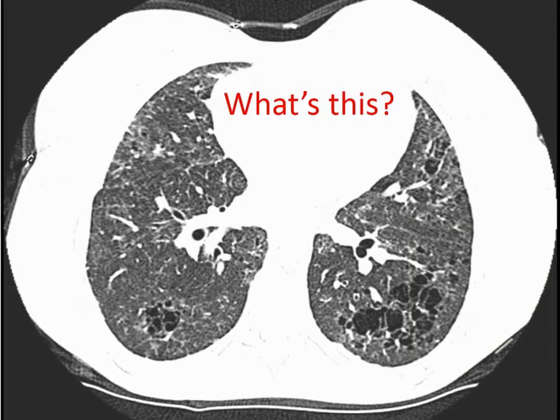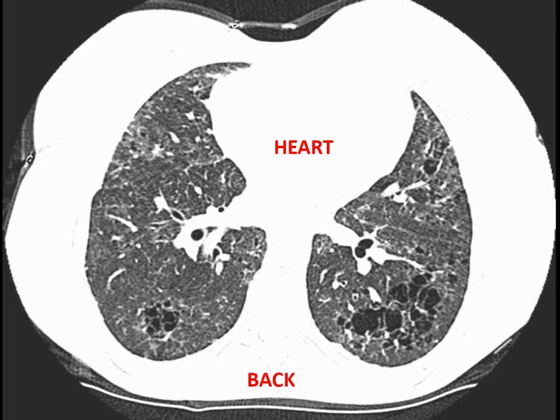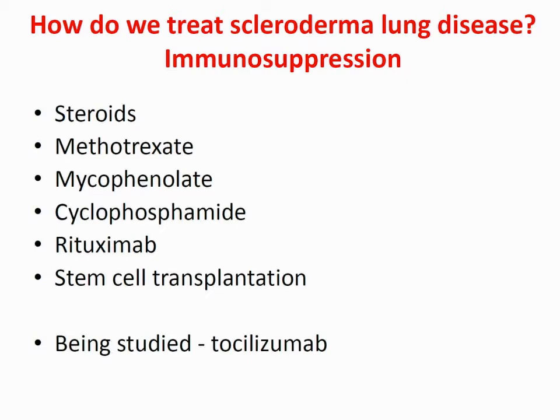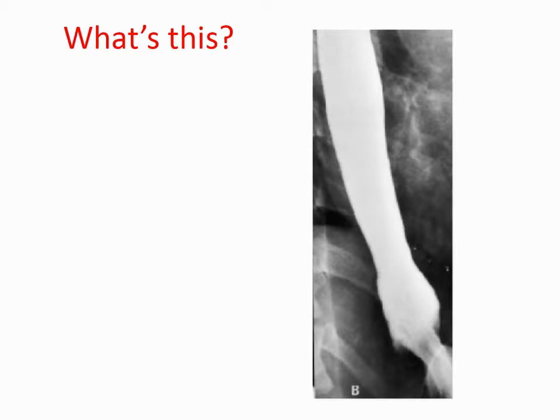So what's this? Got it. This is the heart. This is the back. These are the lungs. This is fibrosis, those black spaces are holes in the lungs. It should be healthy gray lungs. This is scleroderma lung disease. And what do we use for it? The same medicines being studied. We're going to show you some data in the research part, tocilizumab.